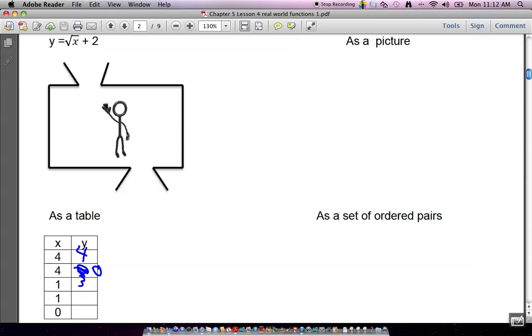But isn't it also possible that the square root of 1 is -1? Right? So if -1 comes out of this, what's -1 plus 2? Positive 1. And last but not least, what's the square root of 0? 0. 0 plus 2 is 2.